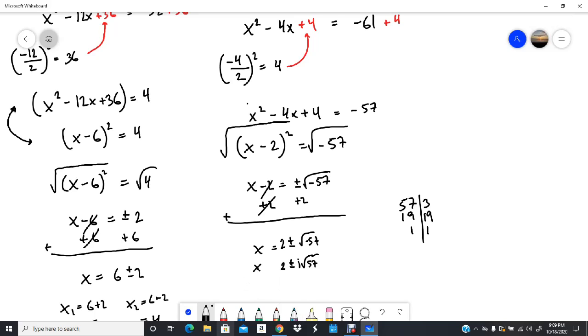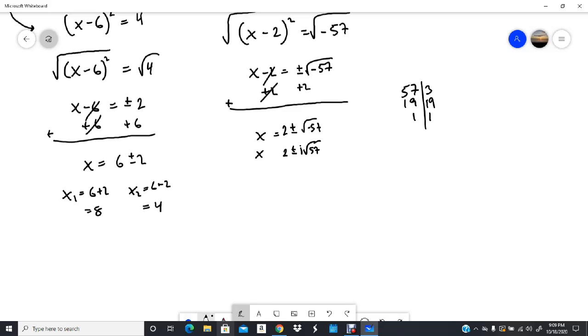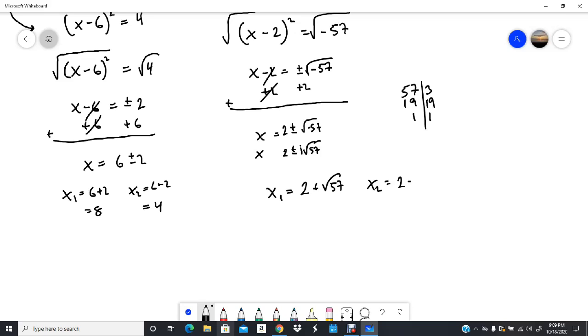So the roots for this would be, first root would be 2 plus i square root of 57. Second root would be 2 minus i square root of 57. And that would be the roots for this quadratic.